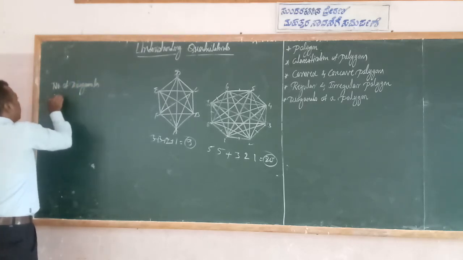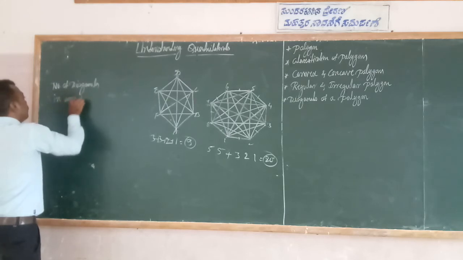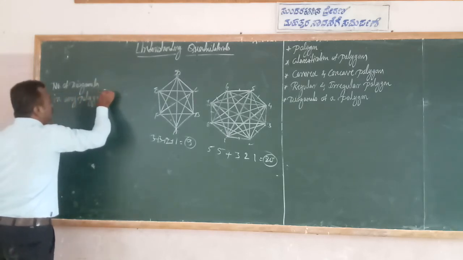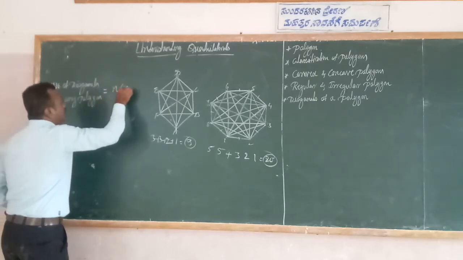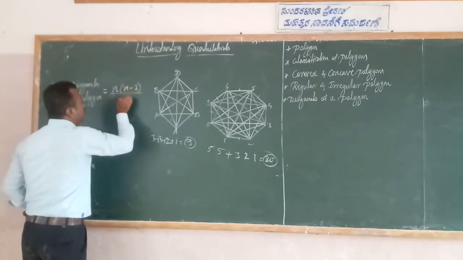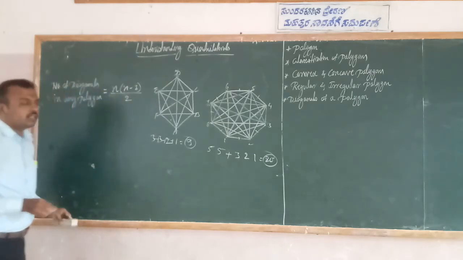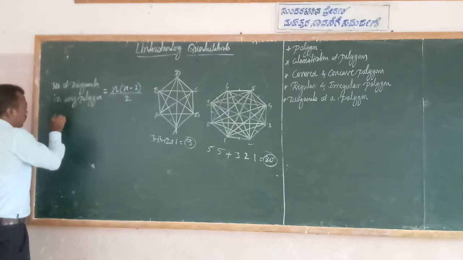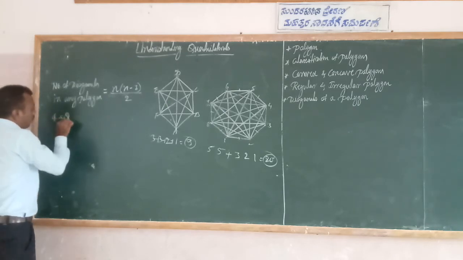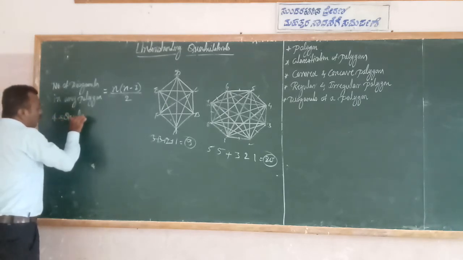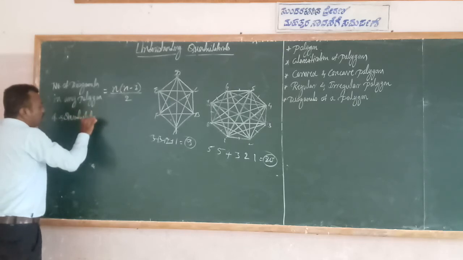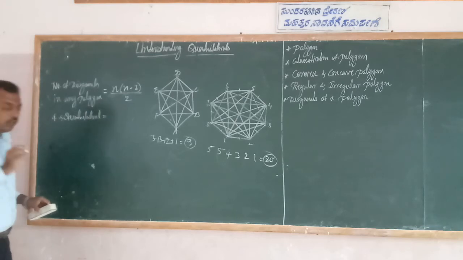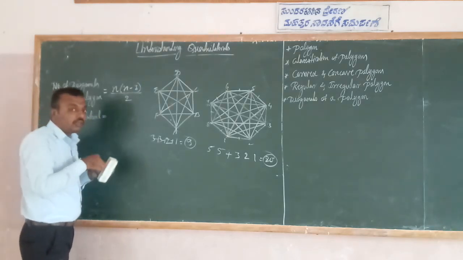So the number of diagonals in any polygon is equal to n into n minus 3, whole upon 2. n into n minus 3, whole upon 2. Suppose I start from the quadrilateral, the four-sided figure. In a quadrilateral, how many diagonals are there? Yes, 2. So let us find how it becomes 2.